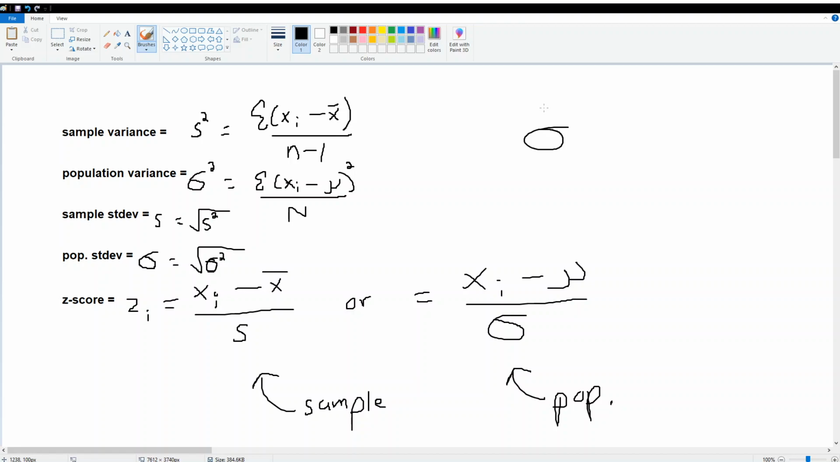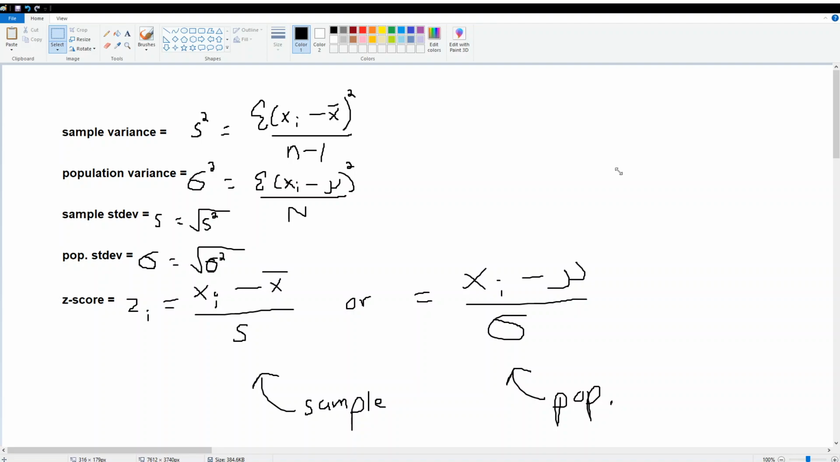Oftentimes we don't know the variance. We have to use sample variance to estimate it. But in either case, our summation notation returns. In our sample variance, it is equal to the sum of the squares of the differences divided by the sample size minus 1. For population variance, it is equal to the sum of the squares of the differences divided by the total population size.